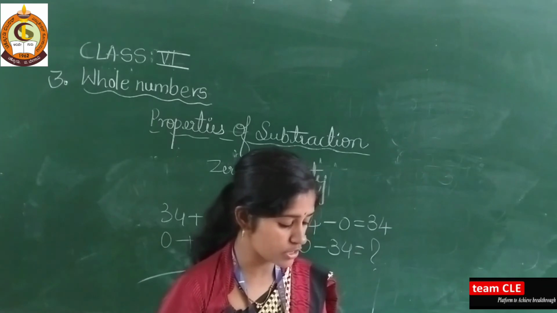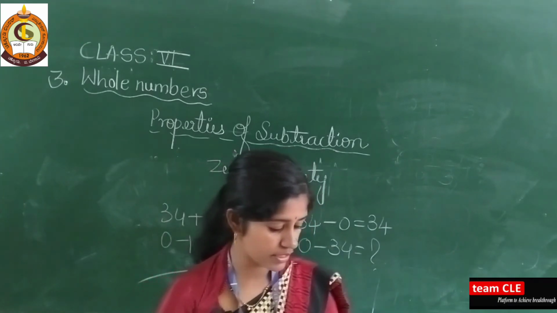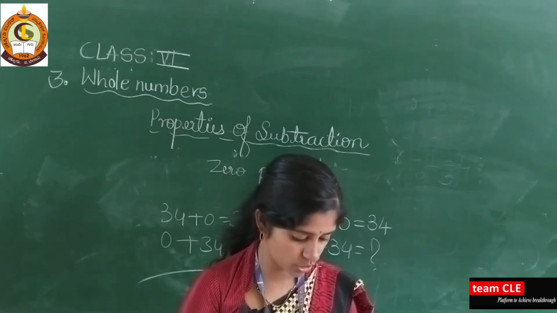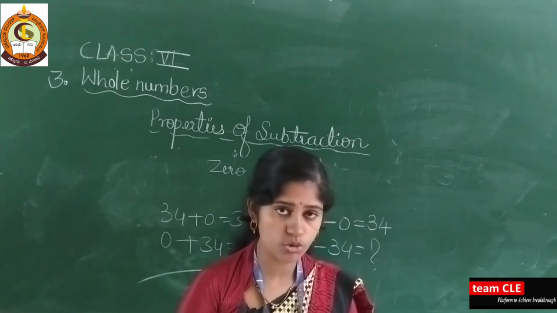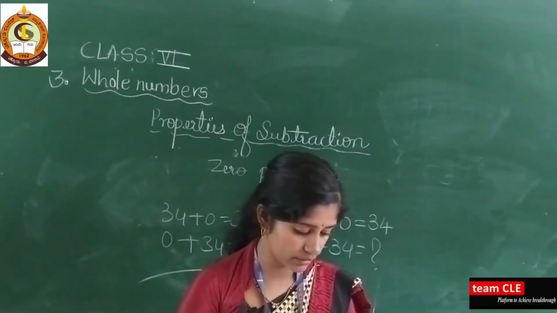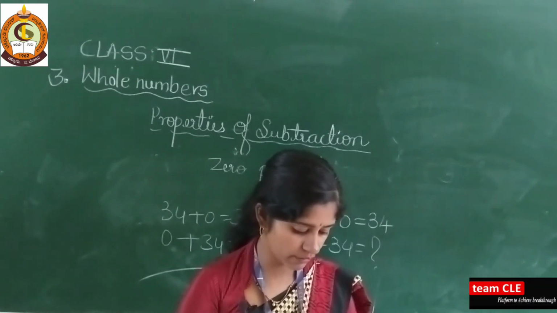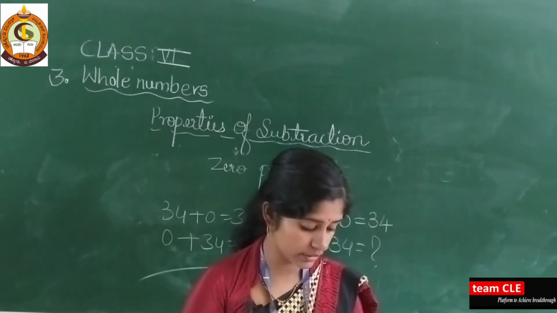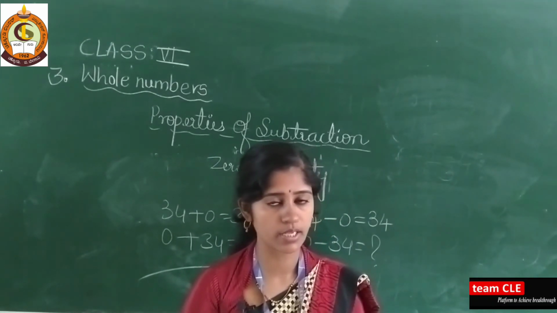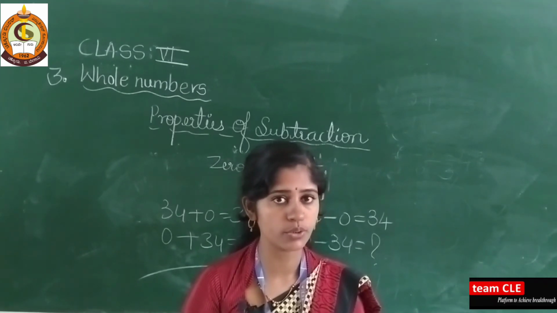Okay, so this is about today's class. In the next class I will discuss the properties of multiplication and the properties of division. Okay, try to solve exercise 3.1 once again, first main, second main and third main. I will discuss the multiplication and division properties in the next class. I hope this class is clear to you. Thank you.